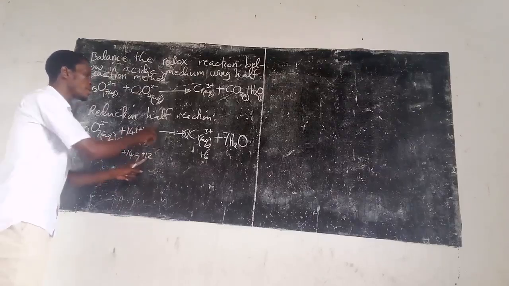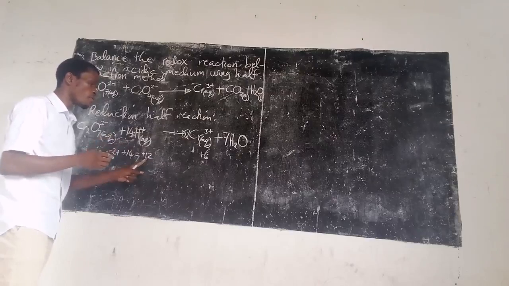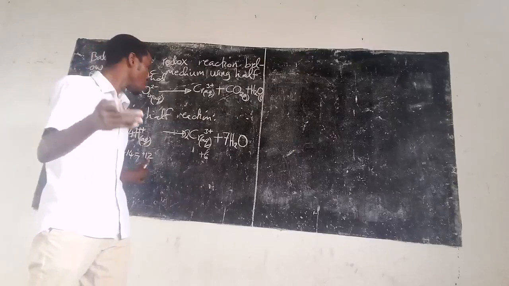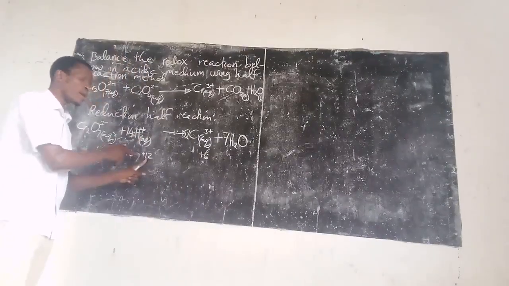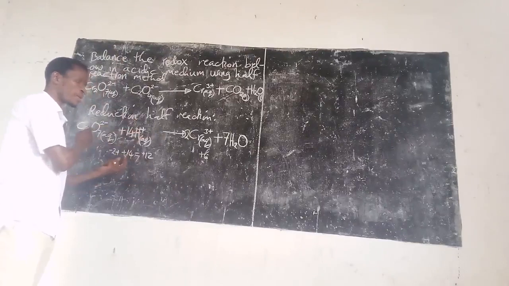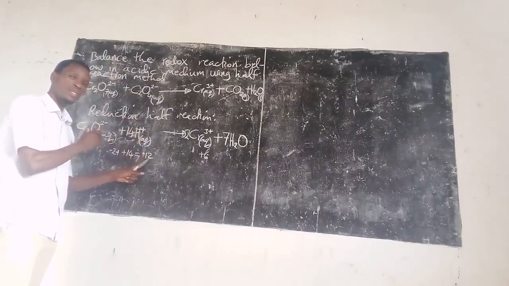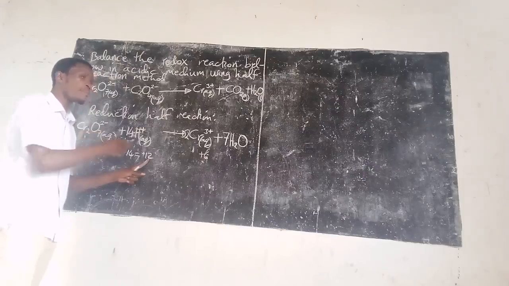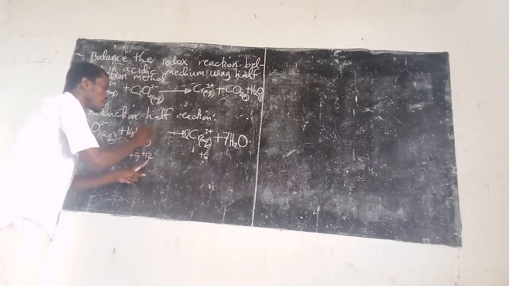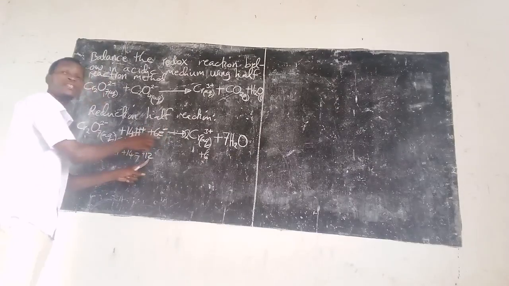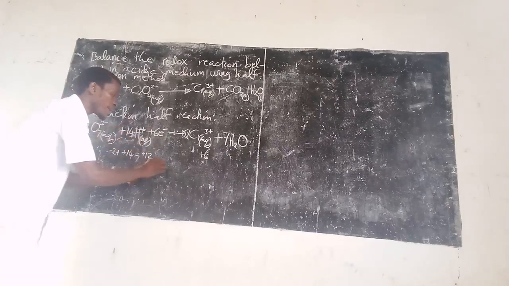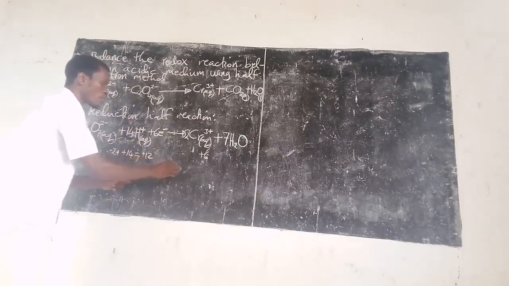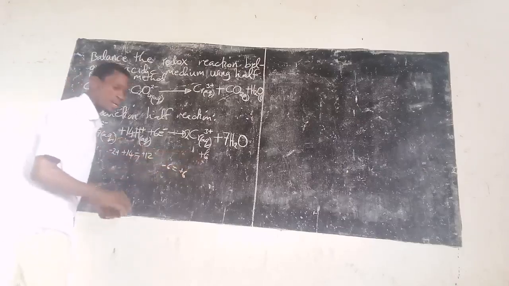In order to balance the charges, we have to add the proper number of electrons to the side where there is high charge. The reactant side has the higher charge. What is the number of electrons to be added? 6 electrons. Adding 6 electrons is equivalent to adding -6. So +12 and -6 is equal to +6. The charges are balanced.